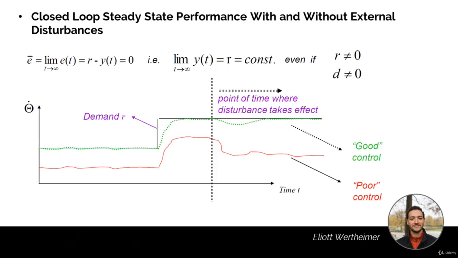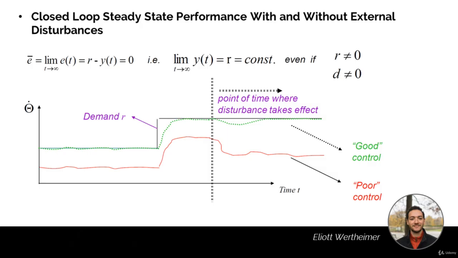Let's now look at the closed loop steady state performance with and without external disturbances of systems. So first of all, how do we calculate the steady state performance of a system? Well, we look at the error and take the limit of that error with respect to time, so we're back to the time domain, when t goes to infinity. Okay, and we know that the error is actually equal to r minus y(t). We also know that we want that error to be 0 in the long term. So we want the steady state error to be 0, always by definition.